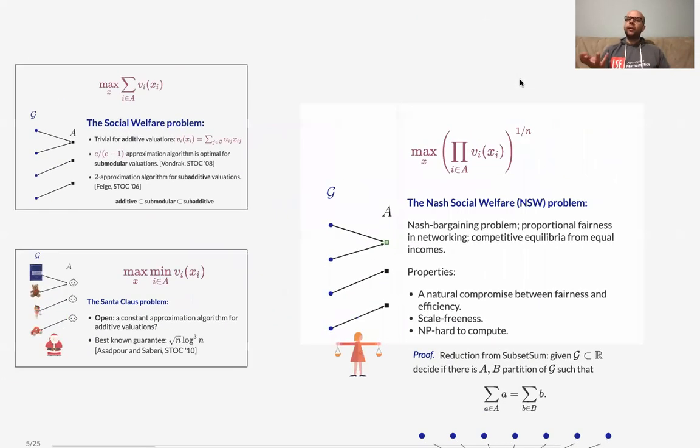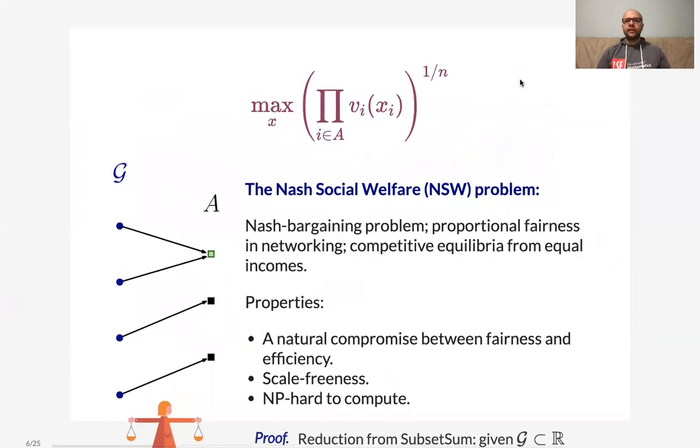So maybe we can try to balance these two approaches, meaning that we try to balance efficiency and fairness. And this is what the Nash social welfare tries to achieve. So instead of maximizing the sum or maximizing the least happy agent, now we will try to maximize the geometric mean of the valuations. And this geometric mean of the valuations is called Nash social welfare. And in this problem, we want to allocate the goods to maximize the Nash social welfare.